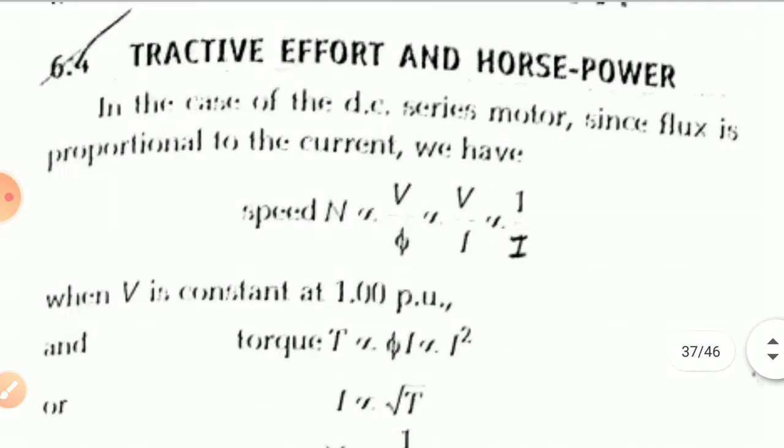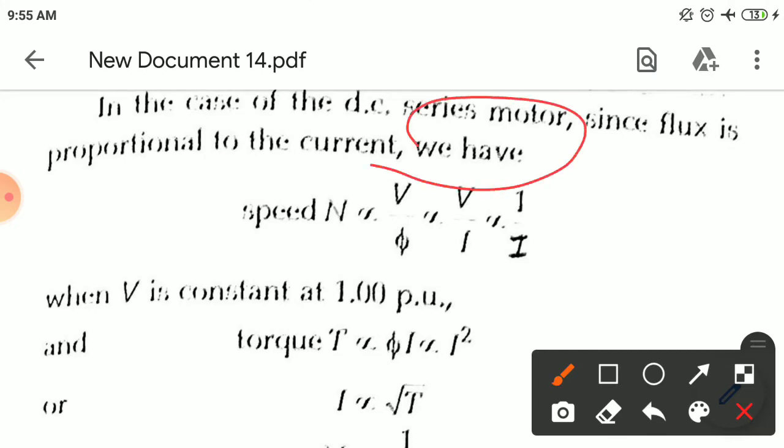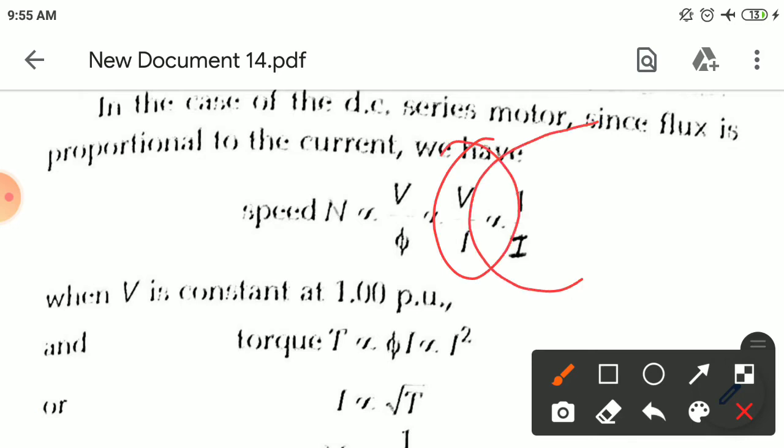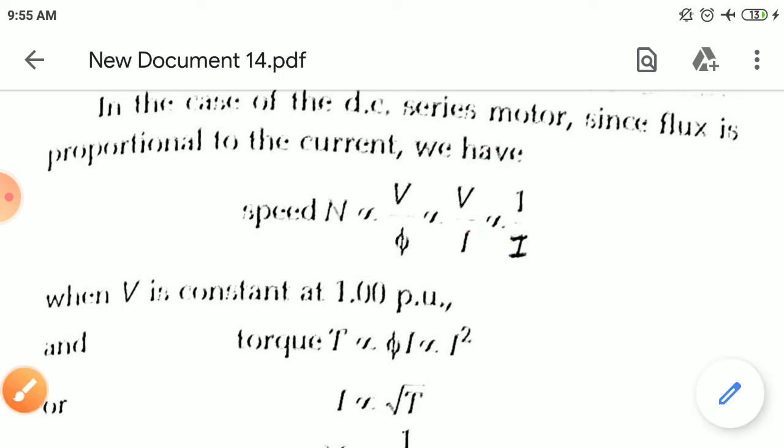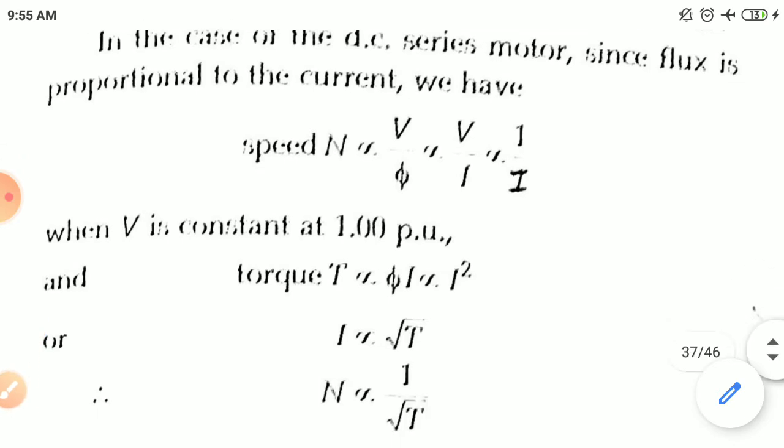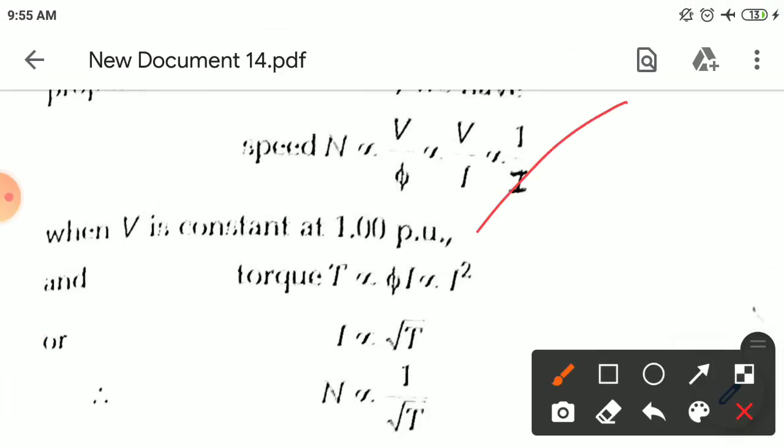You can see here, in the case of the DC series motor, since the flux is proportional to the current, the speed is equal to V divided by phi, so V divided by I, which is proportional to 1 divided by I. Let us take the voltage as constant at 1 per unit. Then the torque T is proportional to I squared.